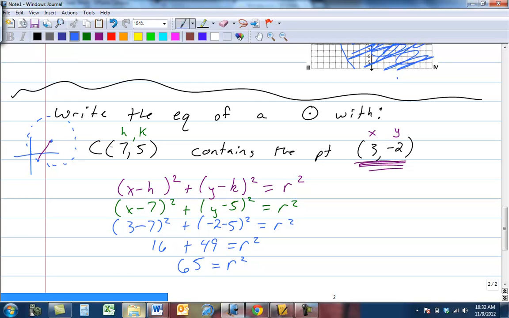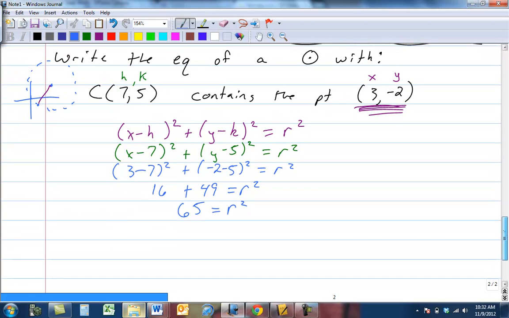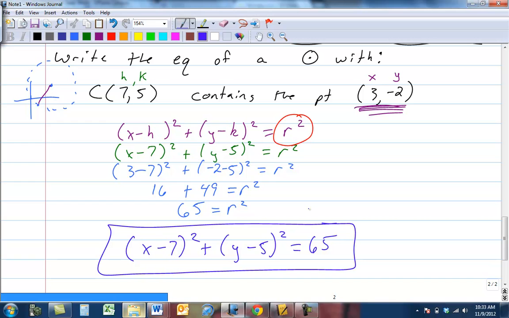Now, I could go and take the square root and find what r is. But here's the thing: the only thing that they want is the equation, and the equation only contains r squared. So my final answer here is going to be x minus 7 quantity squared plus y minus 5 quantity squared equals 65. That's the equation of the circle with a center here through this point. All right, so we'll practice tomorrow.